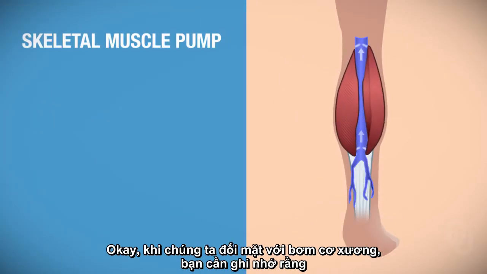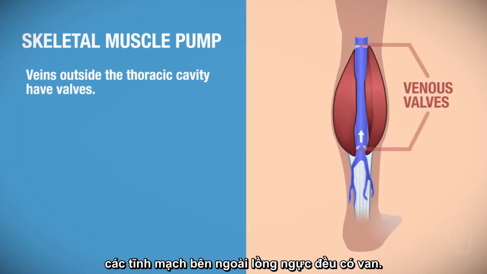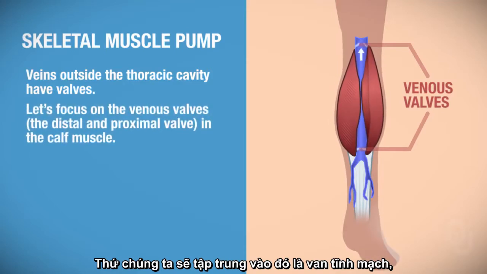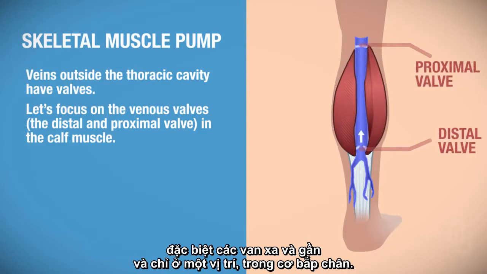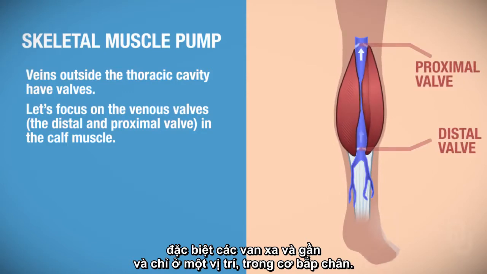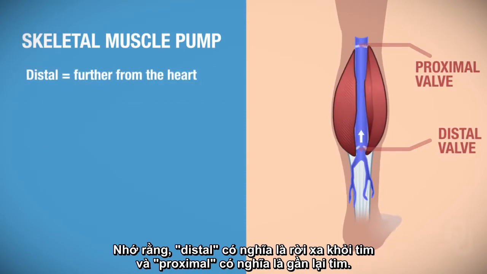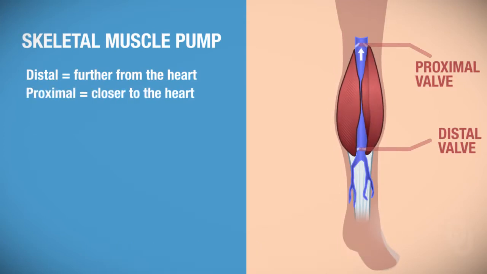Okay, so when we deal with the skeletal muscle pump, you need to remember that veins outside the thoracic cavity have valves. What we are going to do is focus on the venous valves, specifically the distal and proximal valves, and just in one location, in the calf muscle. Keep in mind that distal means further away from the heart, and proximal means closer to the heart.